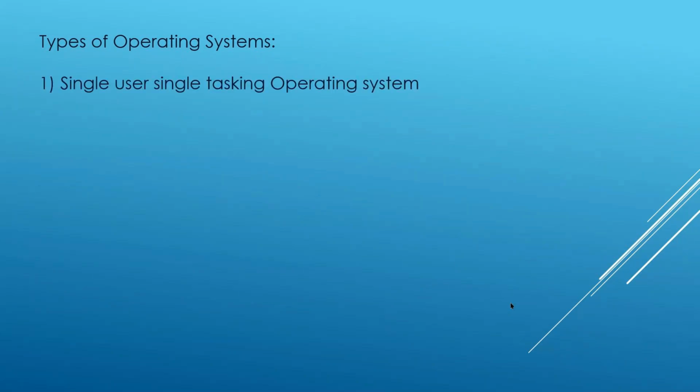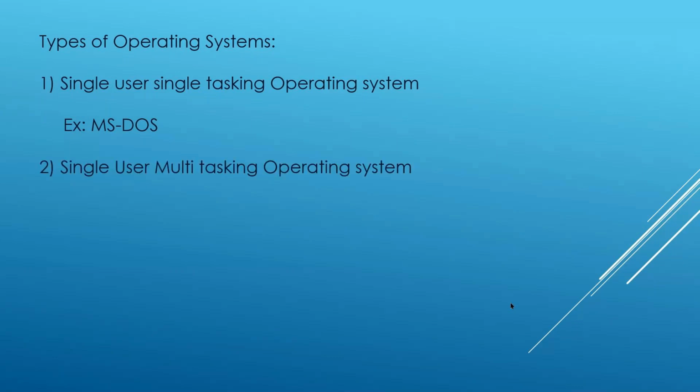Single user, single tasking operating system. In this type of operating system, only one user can log into the system. You can perform only one task at a time. For example, MS-DOS, Microsoft Disk Operating System, an old operating system. Only one user can log in, and he can perform only one task at a time.